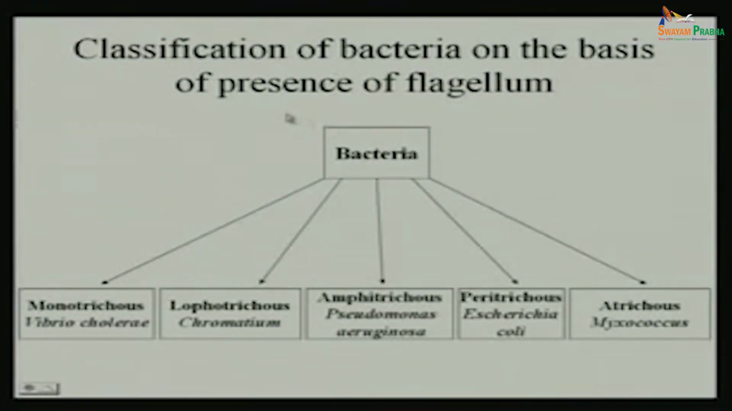Now, if we see the classification of bacteria based on flagellar arrangement, then we can find that it can be monotrichous, that is one flagellum at one end, lophotrichous, a bunch of flagella at one end, amphitrichous, flagella at both polar ends, and peritrichous, where flagella are attached throughout the body, and sometimes no flagellar arrangement, that is atrichous. These are the classifications of bacteria, and what we have learned about the entire bacterial world.